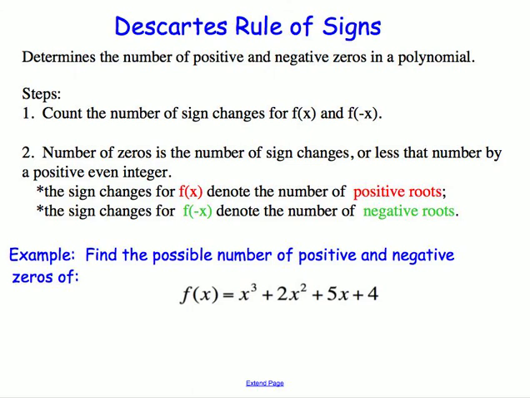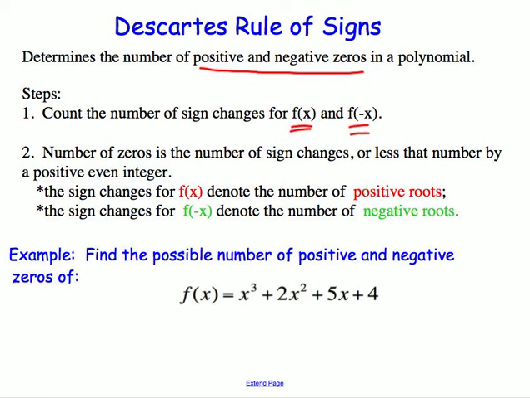So, Descartes' rule of signs. This is going to help us eliminate some potential roots, some potential zeros that we're going to test, because of something that this gentleman, Descartes, figured out years ago. It's going to help us determine the number of positive and negative zeros in a polynomial. It tells me how many exist, so I don't guess the wrong things that don't actually exist. The first step is to count the number of sign changes for f of x and f of negative x.